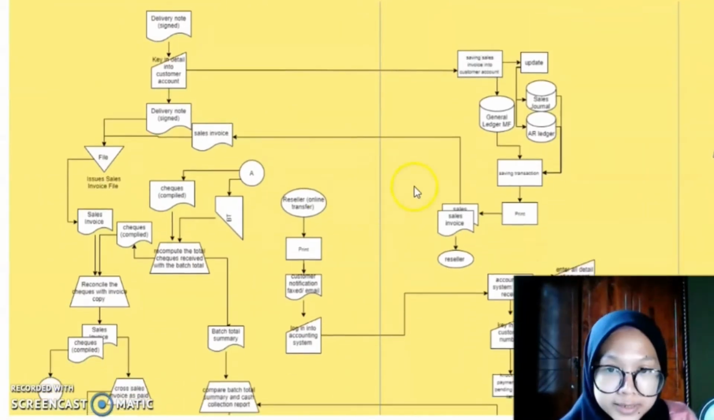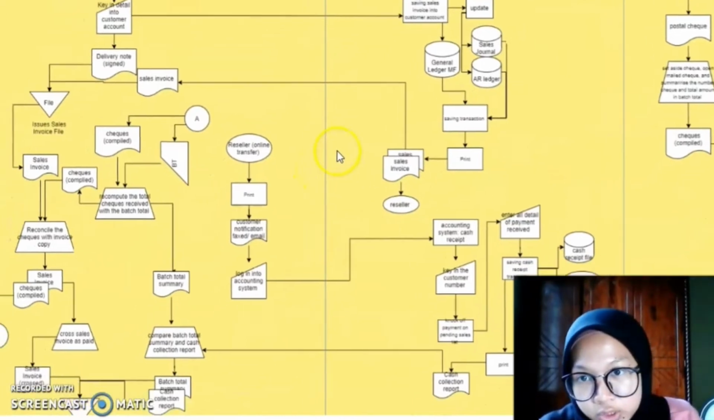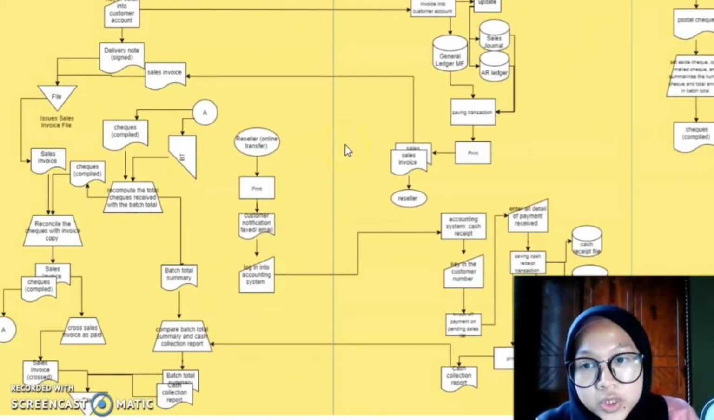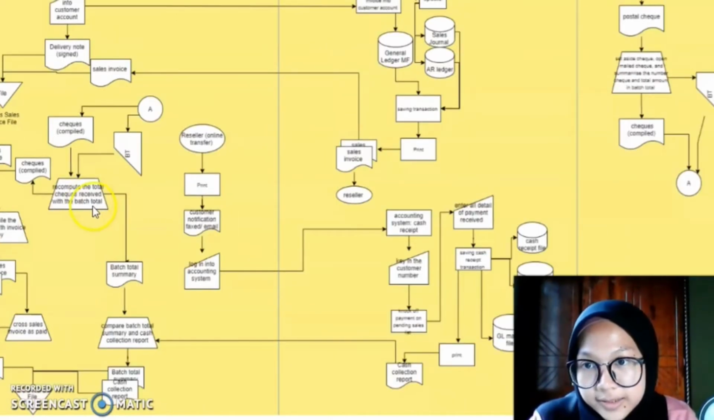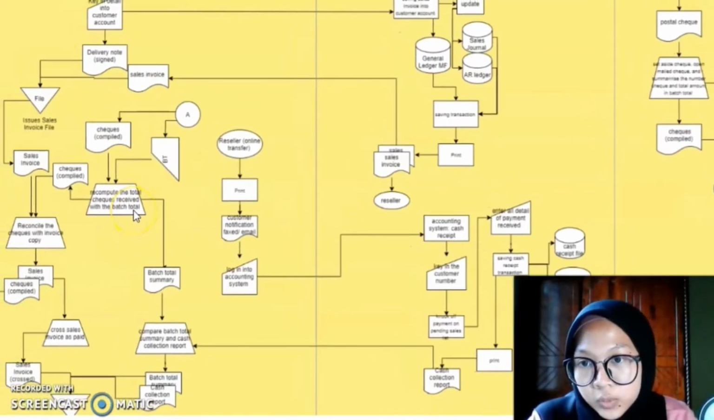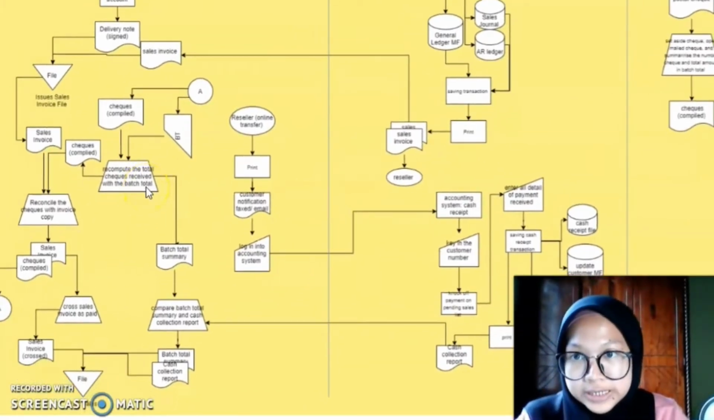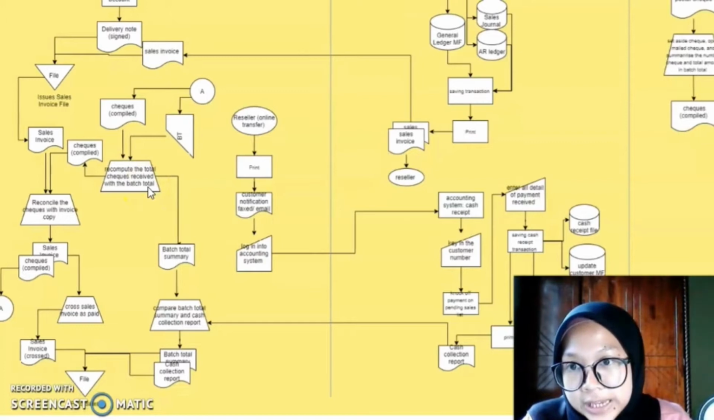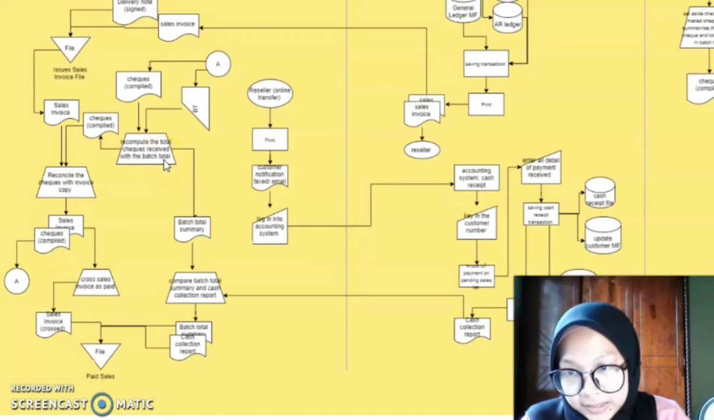After that, it will produce the checks that have been compiled and the batch total and forward them to Shima, the account officer. After Shima receives the checks that have been compiled and also the batch total, she can compare the total checks received with the batch total to know whether the amounts are correct. And then the checks that have been compiled will be reconciled together with the sales invoices that have been filed temporarily in the issue sales invoice file before. And then the compiled checks will be sent to the account officer for deposit, which is Shaila.